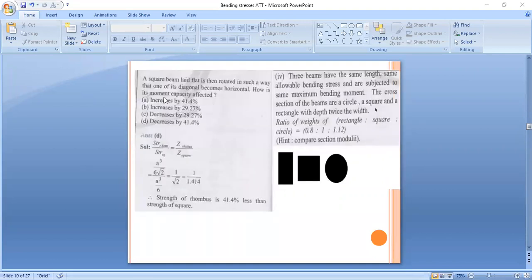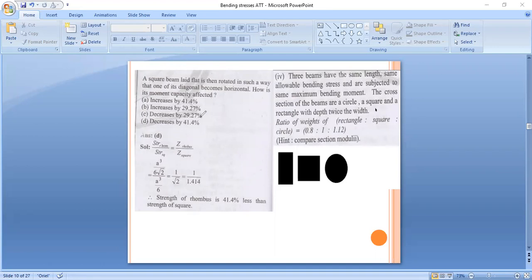Then next, example 1. Okay, here one example is given. A square beam laid flat is then rotated in such a way that one of its diagonals becomes horizontal. How is its moment capacity affected?